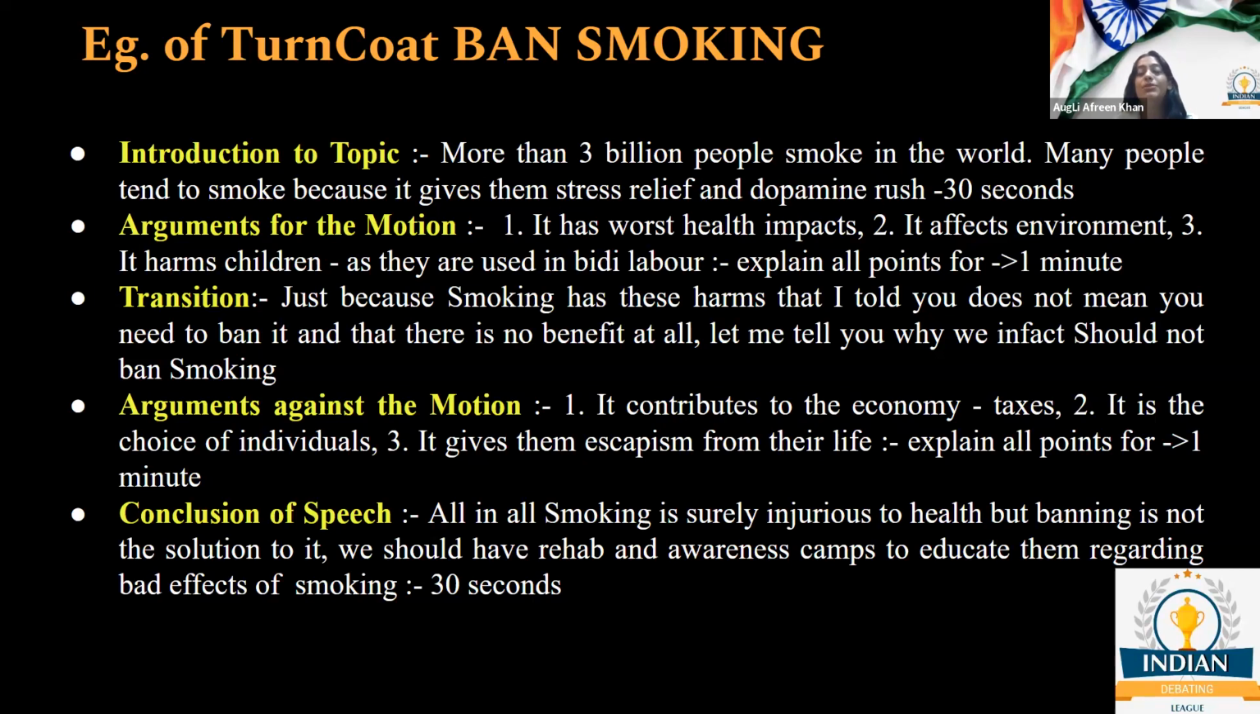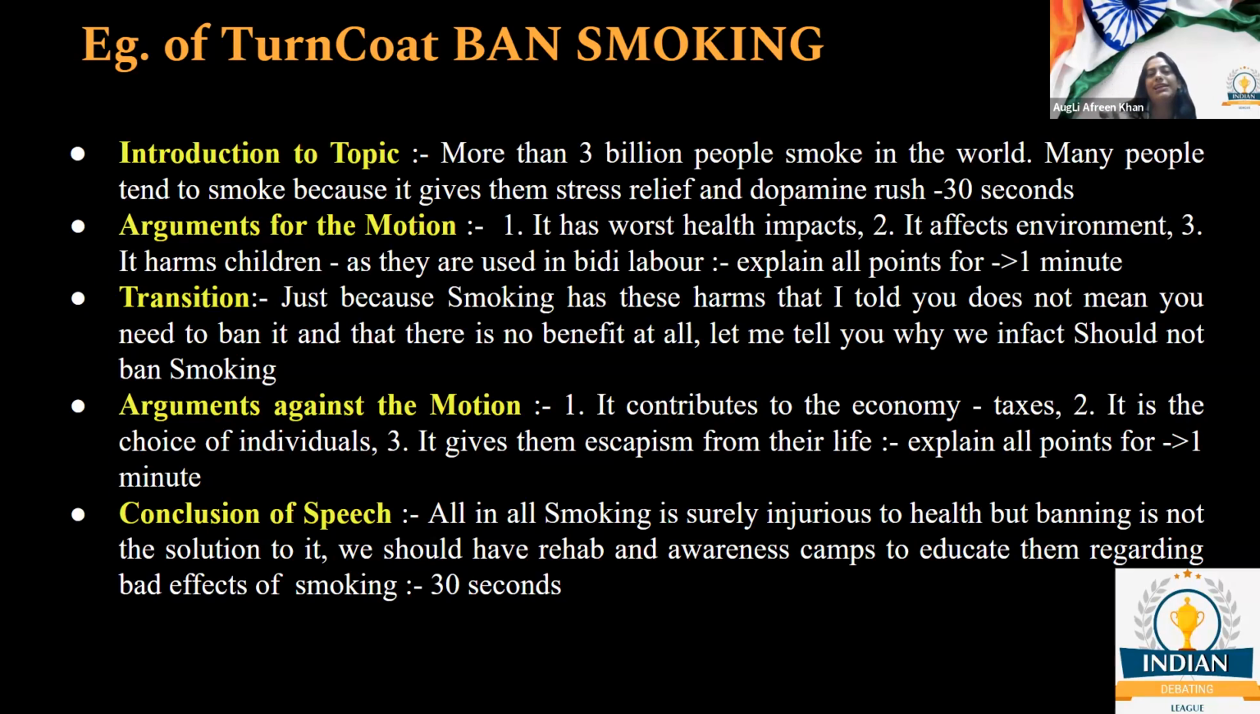So what you're supposed to do for that 1 minute is, yes, you have 3 points, but you're supposed to explain all of these 3 points in such a way that it convinces the judge that yes, smoking is actually bad. Then you'll transition from why smoking is bad to why smoking is good. So how can you transition here? You will say, just because smoking has these harms that I told you does not mean you need to ban it, because there are also benefits of it, but there is no benefit of banning it, which means that you should have alternatives to banning it in the first place. So you just said that yes, smoking has harms, but that doesn't justify why you should ban it. So I'm going to tell you why you shouldn't ban it.